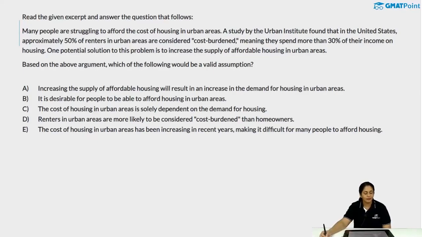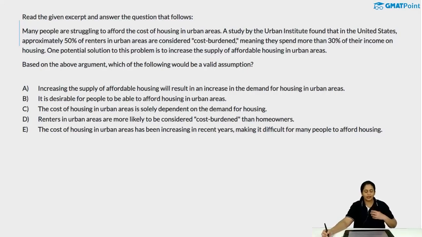In this particular critical reasoning question, we have to identify the assumption behind the conclusion in the paragraph. Many people are struggling to afford the cost of housing in urban areas. A study by the Urban Institute found that in the United States, approximately 50% of the renters in urban areas are considered cost burdened, meaning they spend more than 30% of their income on housing. One potential solution to this problem is to increase the supply of affordable housing in urban areas.